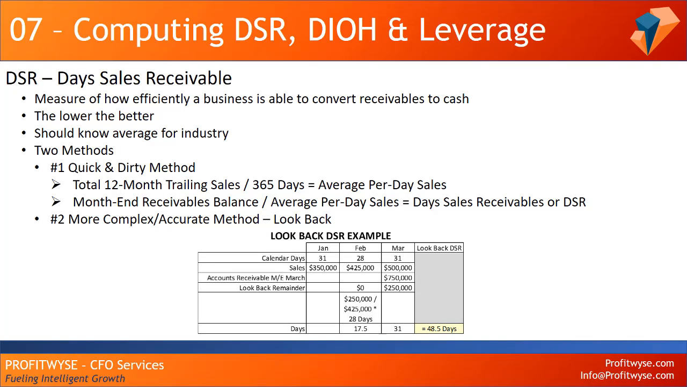Okay, well here we are back at PowerPoint, and we're looking at the slide on DSR. DSR is days sales receivable, and DSR is basically a measure of how efficiently you are using your receivables, and it's a measure of how many days of sale you have on the balance sheet that are reflected in your accounts receivable balance. The lower the DSR number, the better. So if you're collecting your receivables in 30 days, you should have a DSR that's pretty close to 30 days. You should know what your industry average is.